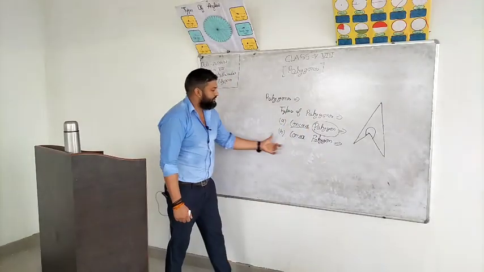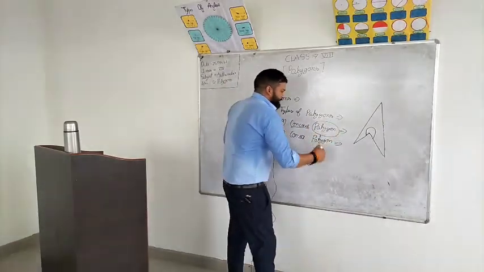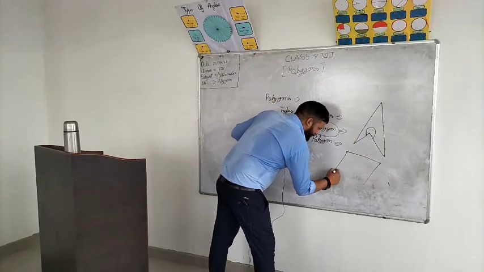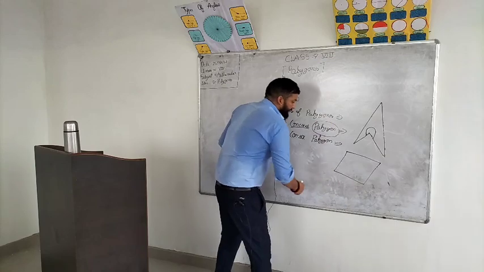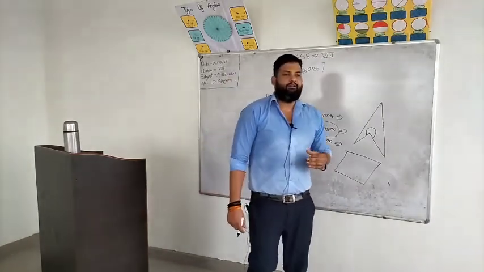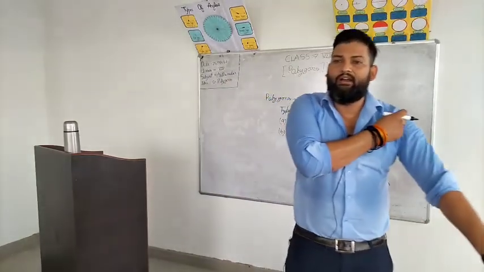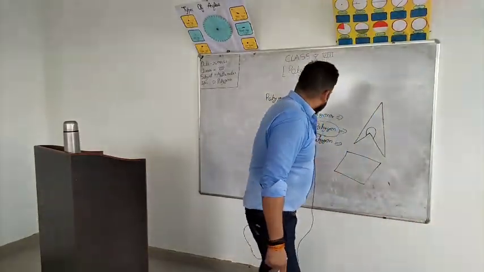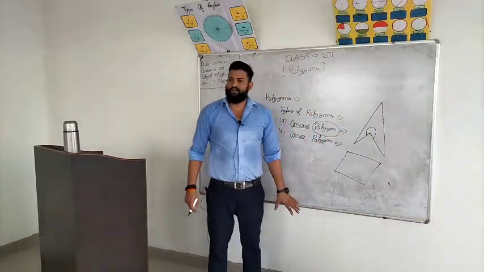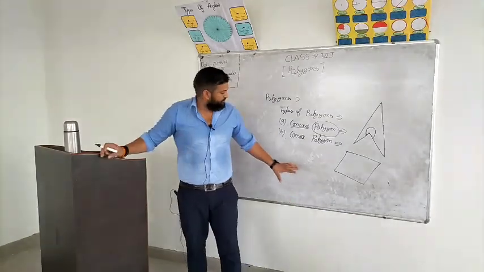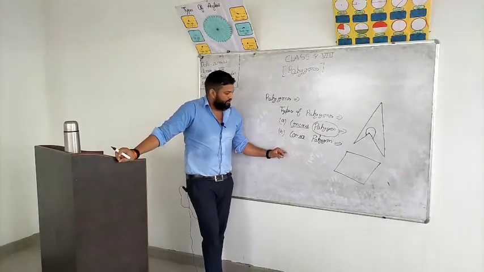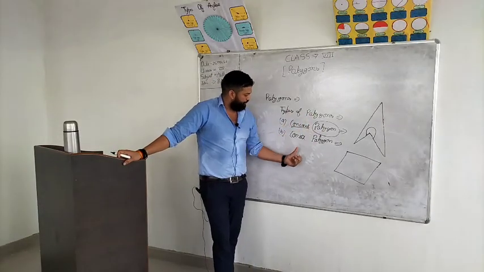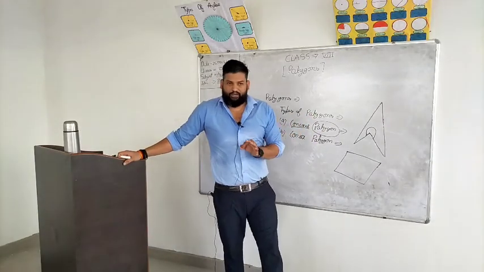Okay, and what is the convex polygon? A convex polygon is also a type of polygon, but each angle is less than 180 degrees. That's why this will be a convex polygon. So these are the types of polygon: concave polygon and convex polygon.